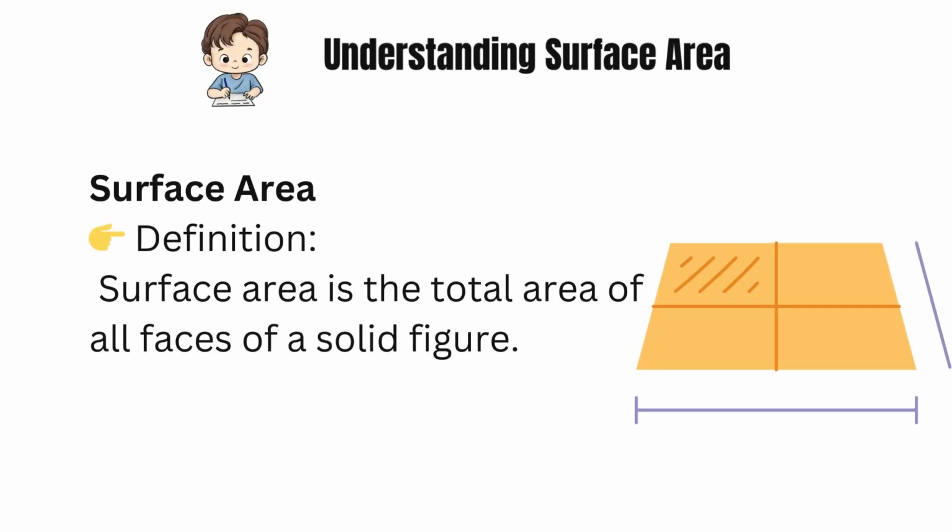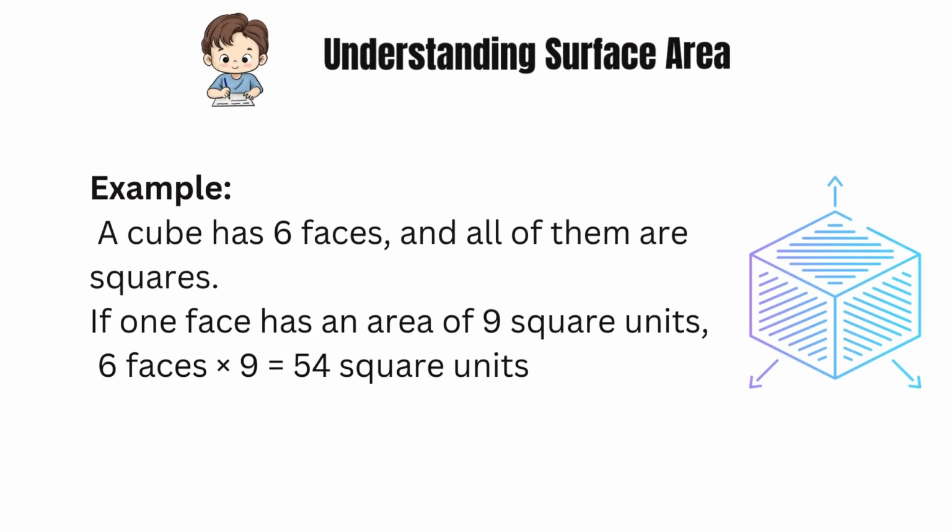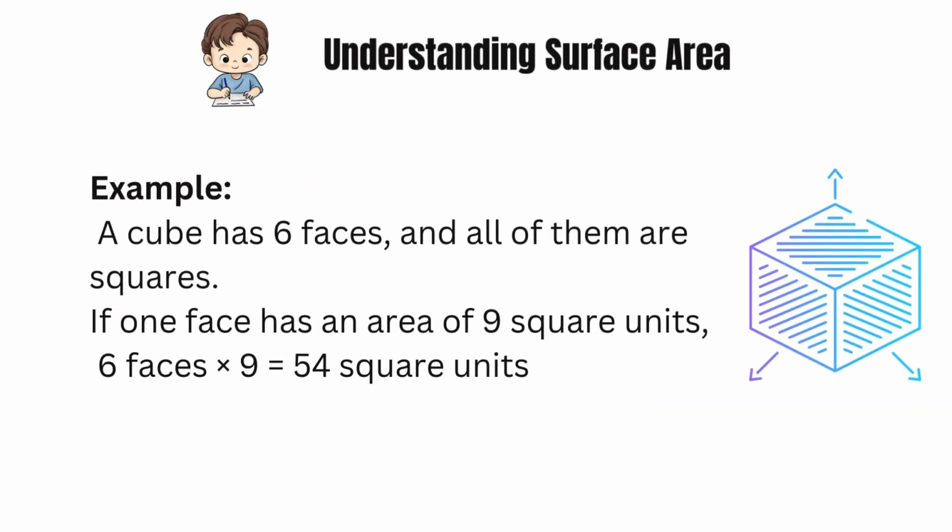Now let's talk about surface area. Surface area is the total area of all faces of a solid figure. Example: a cube has 6 faces, and all of them are squares. If one face has an area of 9 square units, 6 faces times 9 equals 54 square units.